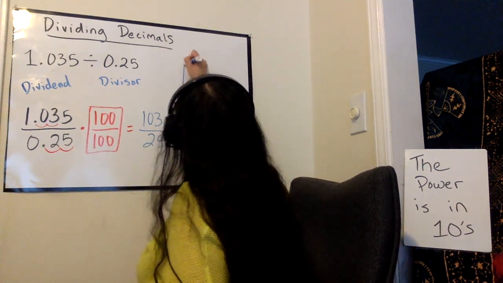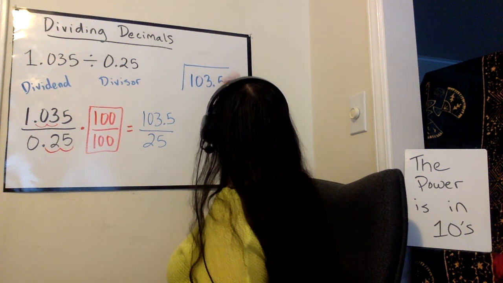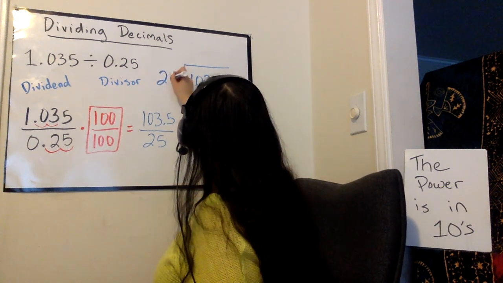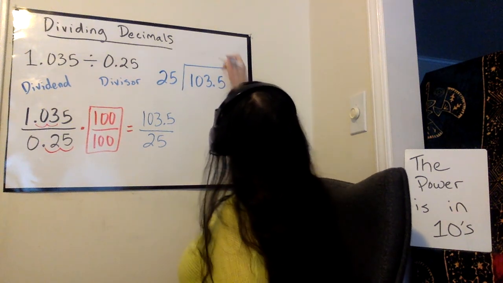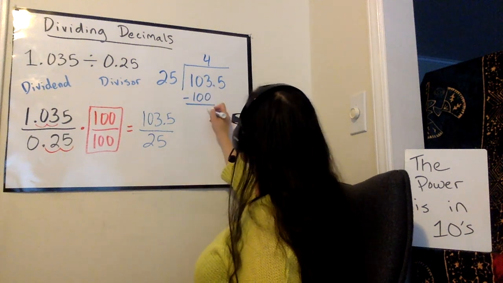So I'm going to start. All right, so 103 and 5 tenths, that's the dividend. That's going to go under the symbol. The divisor's on the outside. That's the one doing the dividing. Okay, so 25 goes into 103 4 times. That's 100. And then I have 3 left over.